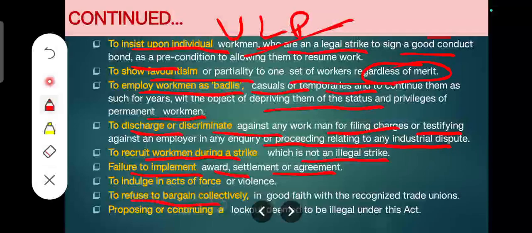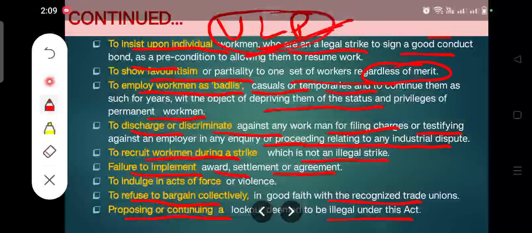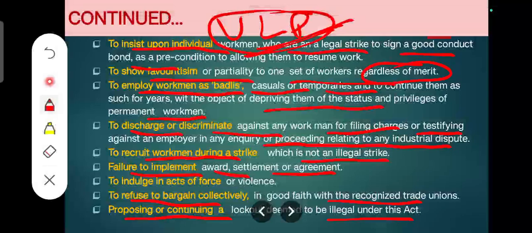To refuse to bargain collectively in good faith with the recognized trade unions. Trade unions are having a right that they can bargain for their rights, for their payments. So you are not giving them the opportunity, it is unfair labor practice. Proposing or continuing a strike, a lockout, which is illegal under the act. A lockout is generally done by the employers, which is illegal, and you are continuing it. It is unfair labor practice on the part of employer. So this was the first part of the definition.